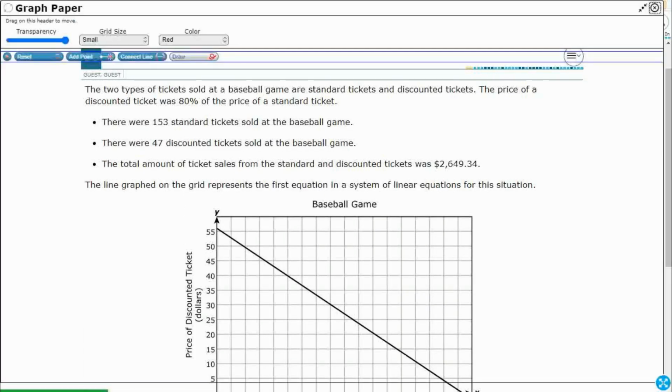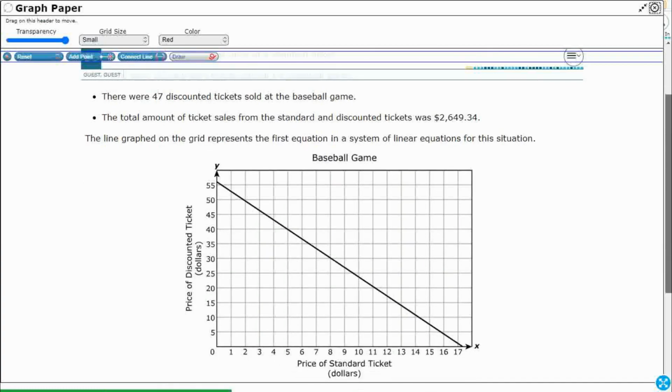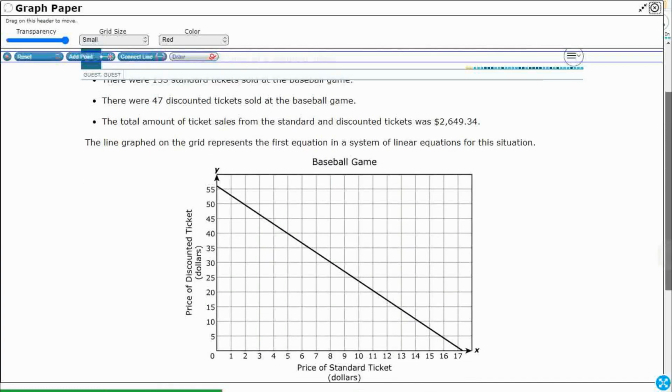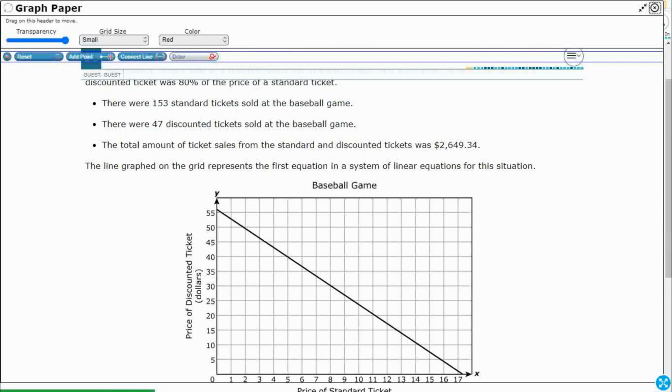Alright, so we've got different types of tickets that we can sell at baseball games, standard and discounted. And as you can see on our graph here, our standard tickets are on the x-axis. Okay, so we can put an x right there. Our discounted tickets are on the y-axis, so that's our dependent variable value. And the total amount is going to be this, $2649.34. So we can actually use this line right here that's already graphed.